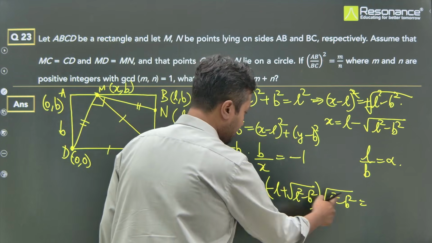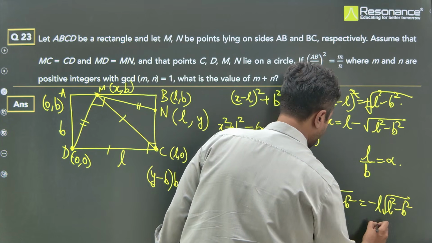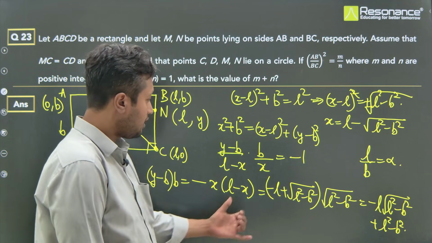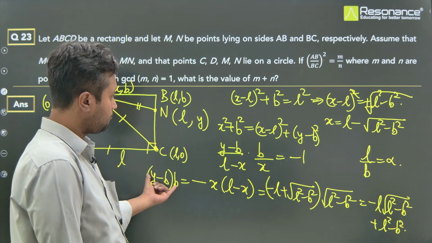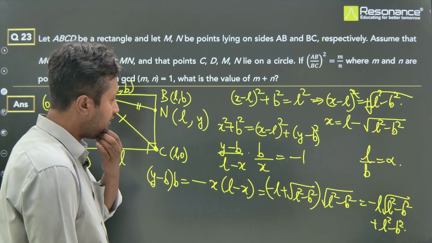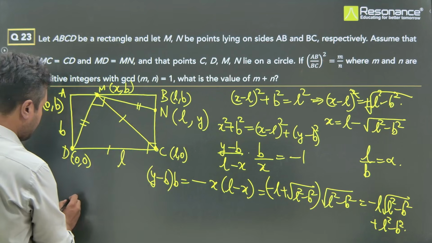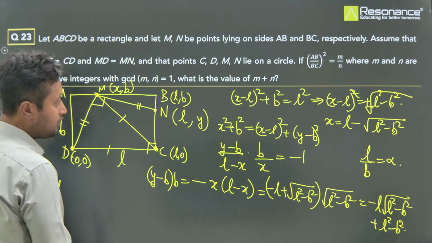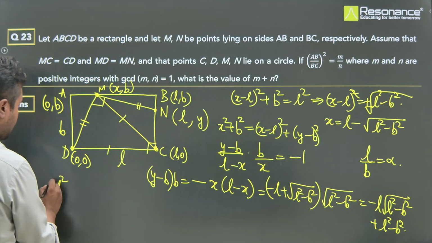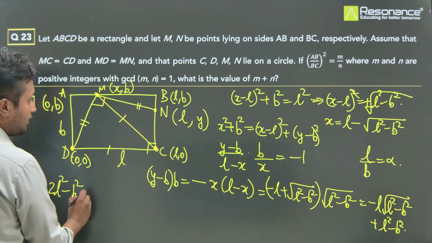Okay, so we can simplify this first. We have minus L into square root L square minus B square plus L square minus B square, right? So that is the value of this thing. I'll just take this value and I'll put it over there. And the rest of the things we already know the values. So we can just substitute over there. So let's do that. X square is L, the square of this quantity, right? So it is L square plus L square minus B square. So 2L square minus B square, right? So that is the value.